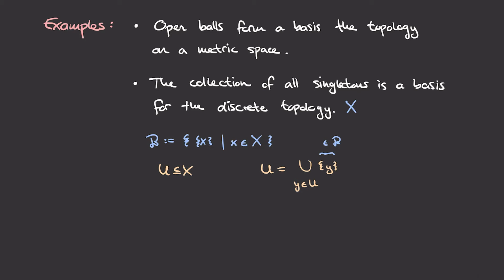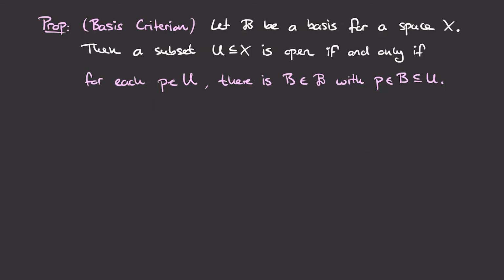I mentioned before that having this notion of a basis will simplify our life in practice, so let's see how this happens. The first way is using the following proposition, which is called the basis criterion. It says that if we have a basis B for a space X, then some subset U of X is open if and only if the following condition holds. The condition is that for each point P in U, there exists some basis element such that the point P is an element of this basis element, and the basis element is entirely contained within U.